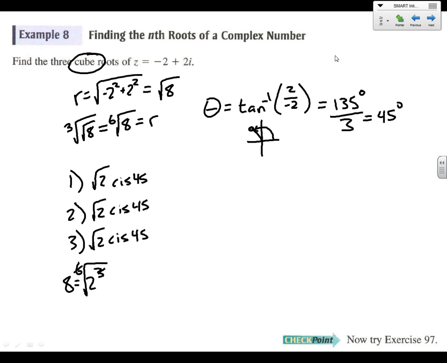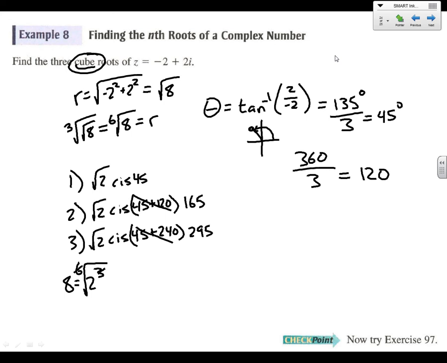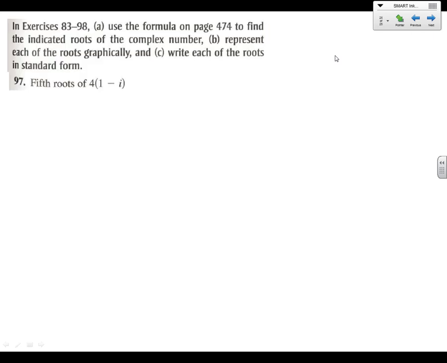And then we take the whole circle. We take 360 and we divide it by whatever our root is. So divided by 3, we get 120. That's what we need to add on to each successive one. So 45 plus 120, 45 plus 240. And so 45 plus 120 turns into 165. So root 2 CIS 165. And plus 240 is 295. All right? So those would be your 3 roots for negative 2 plus 2i. You're up on 97.